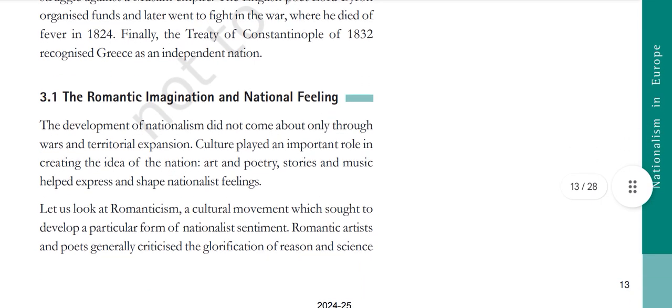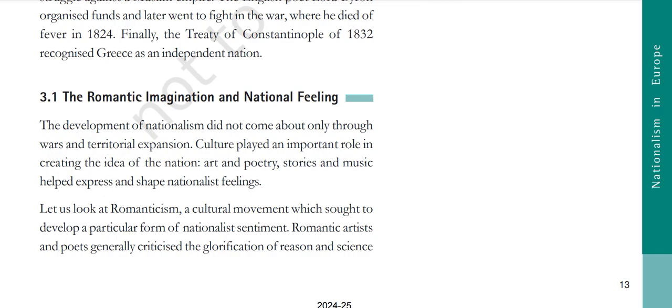The Romantic imagination and national feeling. The development of nationalism did not come about only through wars and territorial expansion. Culture played an important role in creating the idea of the nation. Art and poetry, stories and music helped express and shape nationalist feelings. Let us look at Romanticism, a cultural movement which sought to develop a particular form of nationalist sentiment.